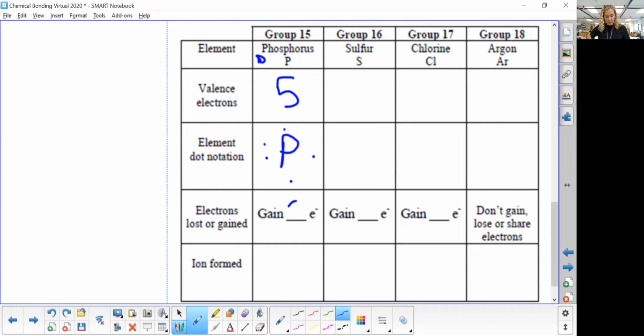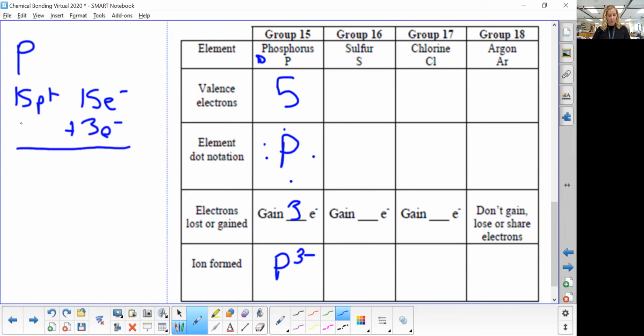It's easier to gain 3 than it is to lose 5, and so it's going to form the phosphorus 3 negative. And if we just work it out over here, a neutral atom of phosphorus has 15 protons, 15 electrons, but it's really close to argon, which is number 18 on your periodic table, and argon is a noble gas that has a full energy level, and so it would have to gain 3. So we're adding 3 electrons. We're not changing how many protons there are. So we still have 15 protons because that's what makes phosphorus phosphorus, but now we have 18 electrons.